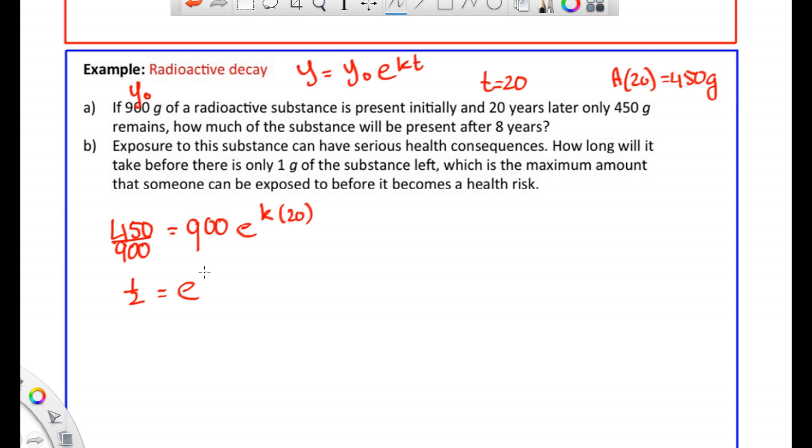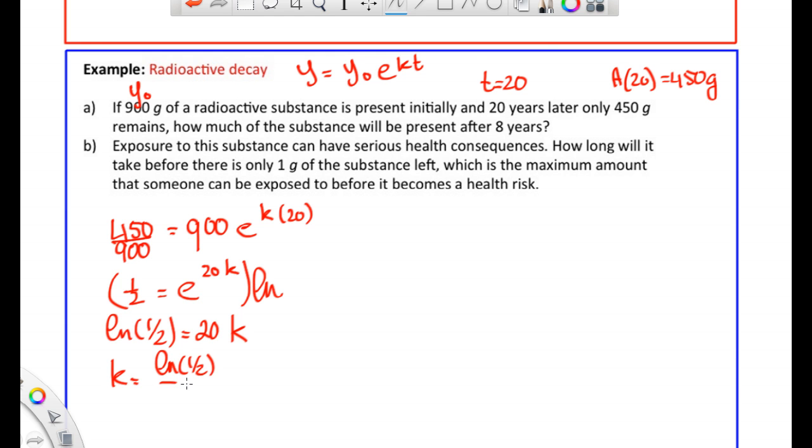And so we get e to the 20k, and we'll write it this way. And so, again, that's a log. That will help us here. So the natural log will cancel on this side. So the natural log of a half will get you the 20 times k. So the growth constant is the natural log of a half divided by 20.